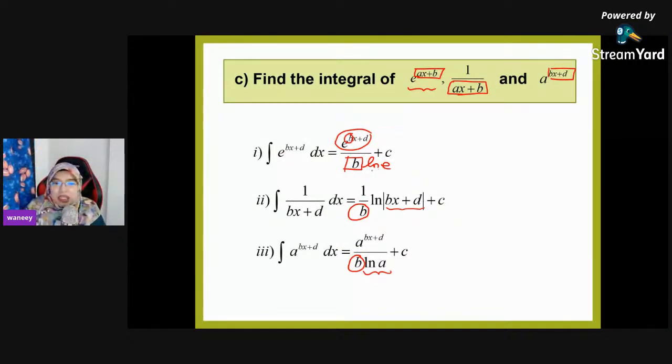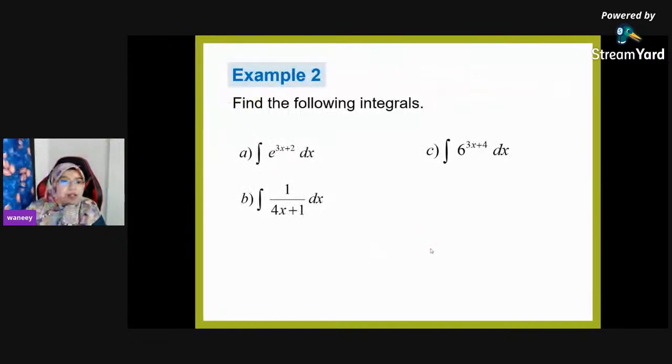Everyone knows ln e is actually equal to 1, so we don't really write it down. Tapi sebenarnya ini formula yang sama saja. Okay, next. Right, so now let us find the following integral. So let us go to each of the questions and see what happens.